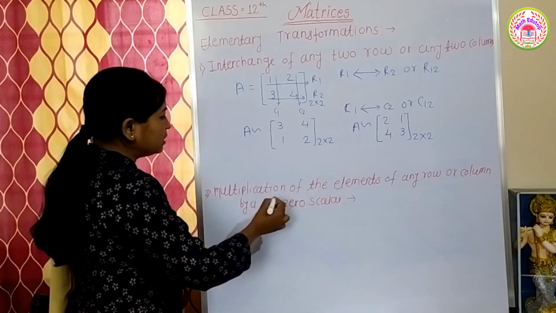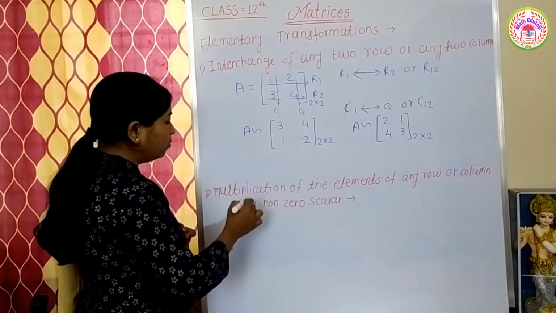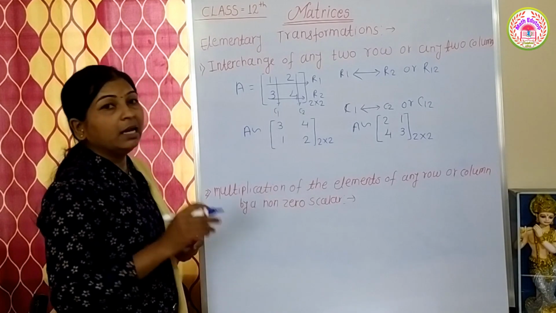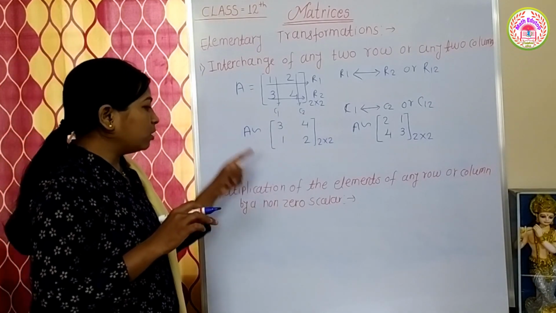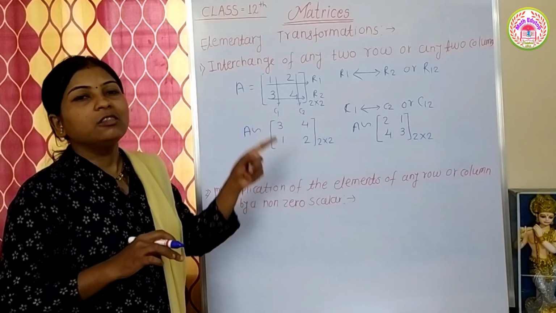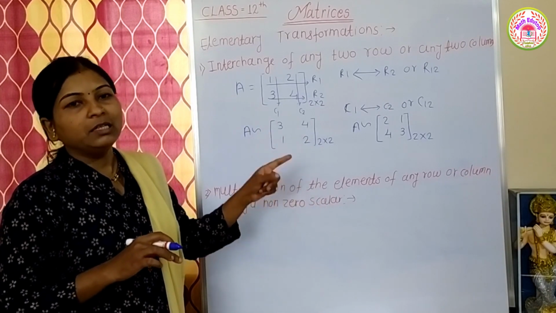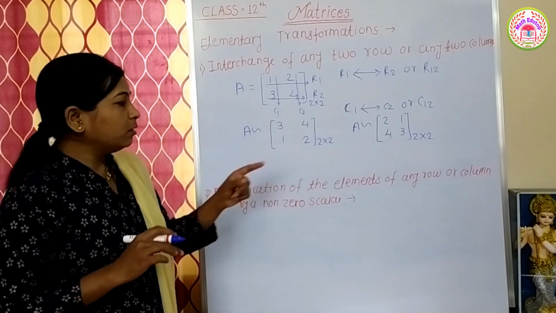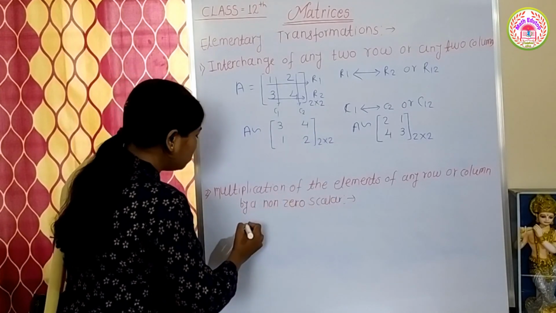Then next is the multiplication of the elements of any row or column by a non-zero scalar. Here we have to multiply all the elements of the row or the column. Here we have to take the scalar. The scalar is non-zero. So scalar ki kuch bhi particular value ho sakti hai, but it is a non-zero value. Multiplication of elements of any row or column by a non-zero scalar.